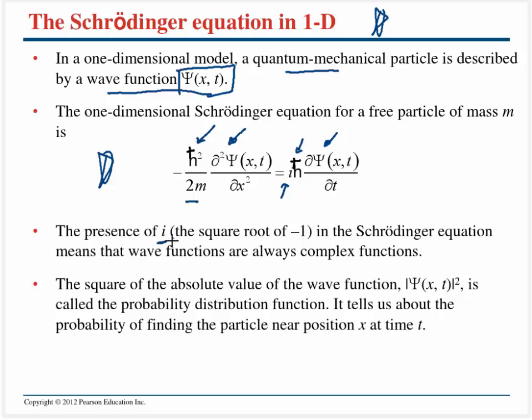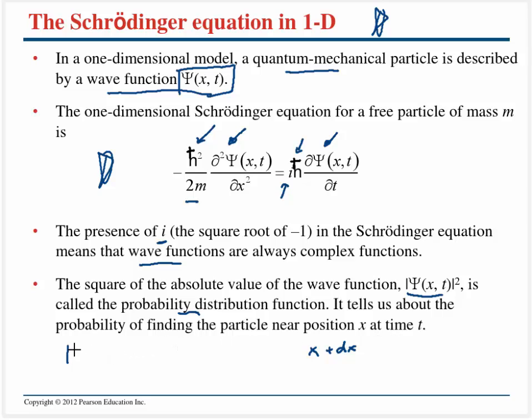Now, keep in mind that the presence of i in this equation means that these wave functions are always going to be complex functions, so this is a little bit different than what we saw in chapter 15. Now, if we take the square of the absolute value of the wave function, that's called the probability distribution function, and it tells us the probability of finding some particle near some position x, say in some region x plus delta x, at some time t.